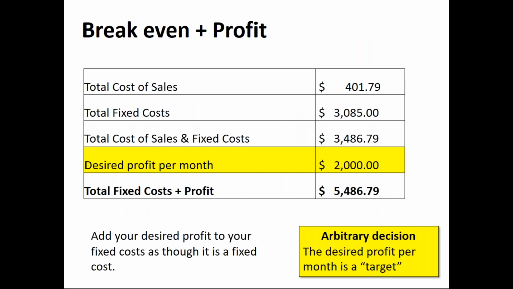So now we want to figure out, well, what if we of course want to make some money. So this is essentially a budgeting tool. What you want to do is pick some arbitrary number and say, how much would I like this business to make per month? So let's make the arbitrary decision and say $2,000 a month. You just simply add that as part of the fixed cost. So now it raises the total fixed cost from $3,400 to $5,400.